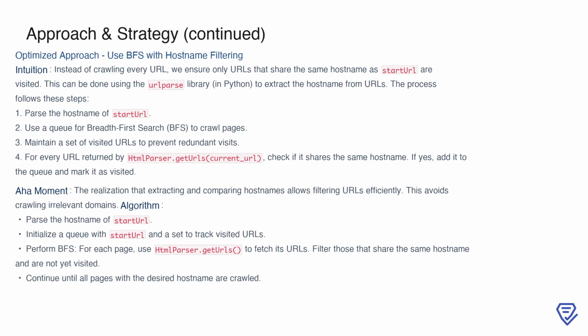The process begins by parsing the hostname of the start URL and initializing a queue to manage the breadth-first traversal. We also maintain a set of visited URLs to avoid redundant crawling. As we process each URL using HTMLParser.getURLs, we check whether the hostname matches the one from startUrl. If it does, we add the URL to the queue and mark it as visited. This approach efficiently filters out irrelevant domains and ensures that only valid pages are explored.